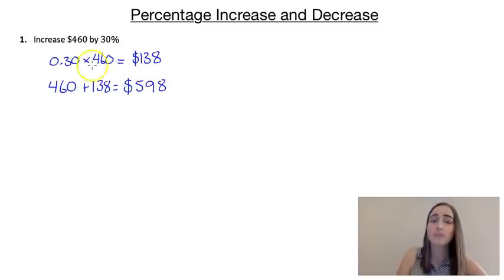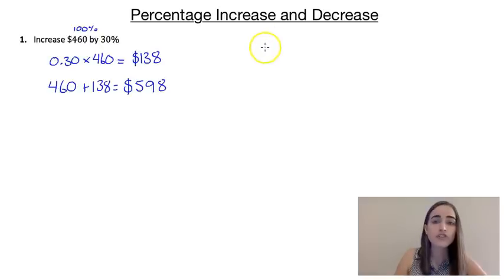So that's the first method, it's 2 steps. For our second method, it's going to be 1 step instead. So for our second method, what we do is we say, okay, this $460, that's 100% of that amount. If we want to increase it by 30%, then we're going to want to find 130% of this amount.